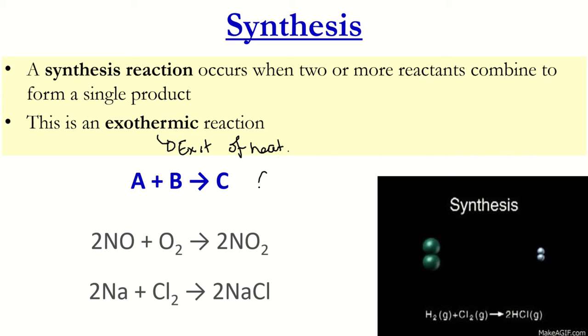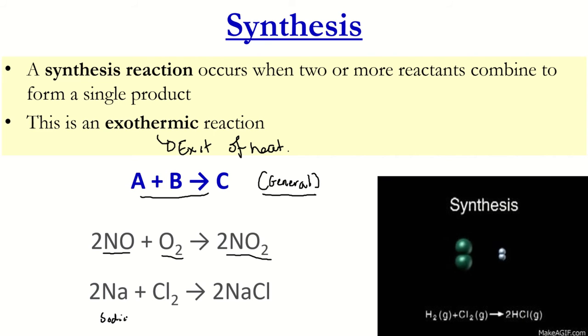The general formula to represent a synthesis reaction can be labeled like so: A, B as any random reactants combine to make C. So some examples where you can see this is nitrogen monoxide plus oxygen to make nitrogen dioxide. Another famous one would be sodium plus chlorine, and in this case chlorine gas, to make sodium chloride.